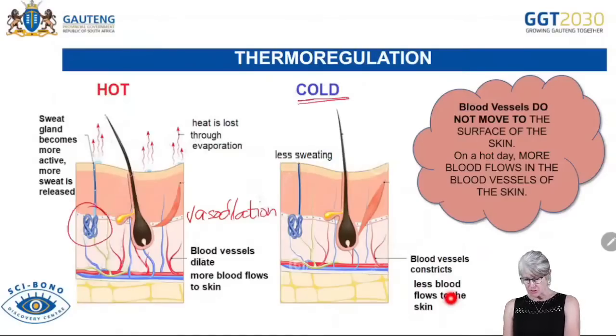In cold conditions, our blood vessels are going to constrict, so we have vasoconstriction. So then the blood vessels get narrower, and when they are narrower, there's less blood that flows through those blood vessels. So we have less heat being given off or lost. Also, when we have less blood, we have less active sweat glands, and therefore less sweat being produced.